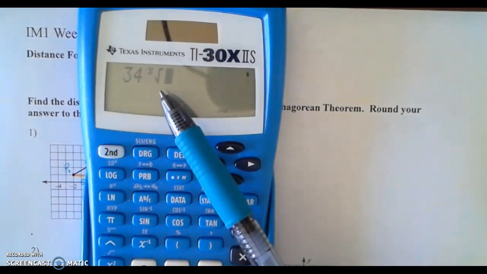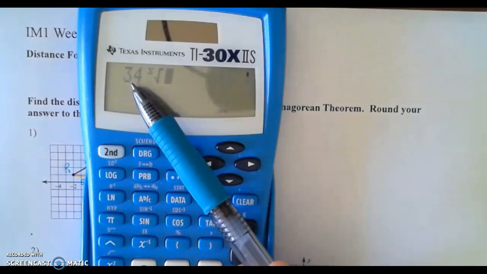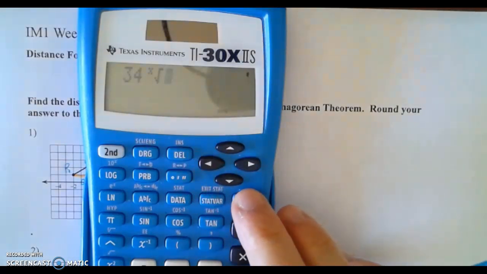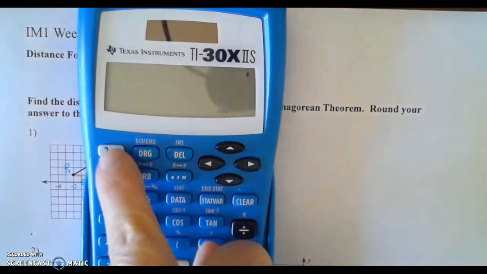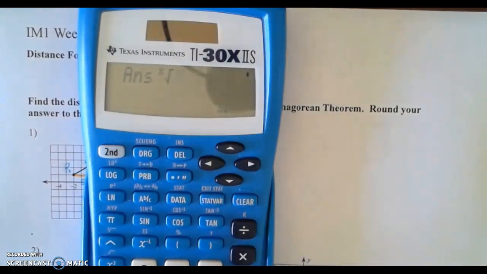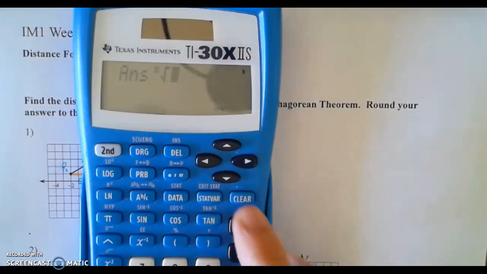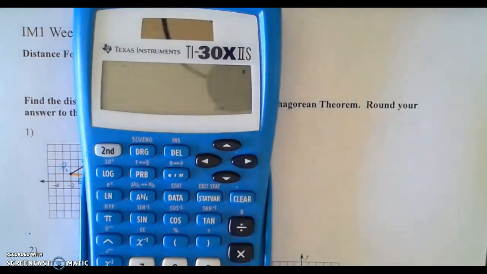Then you can see that I have the square root sign outside of this number here. That's not what I want. So that means I need to put in the function first. So I'm going to put second square root. Oops, that didn't clear. Second square root, still don't want that. Second square root of 34 is equal to, oops, that's not what I want.